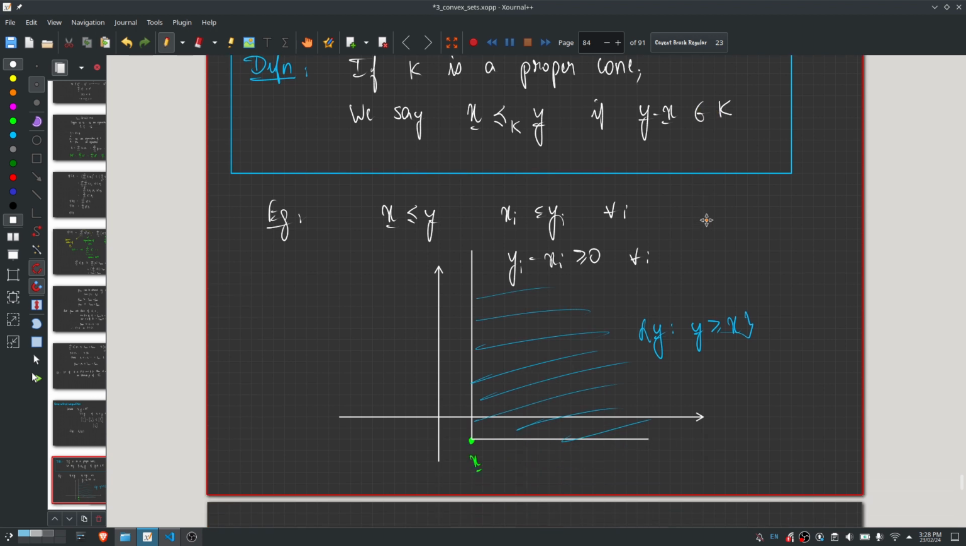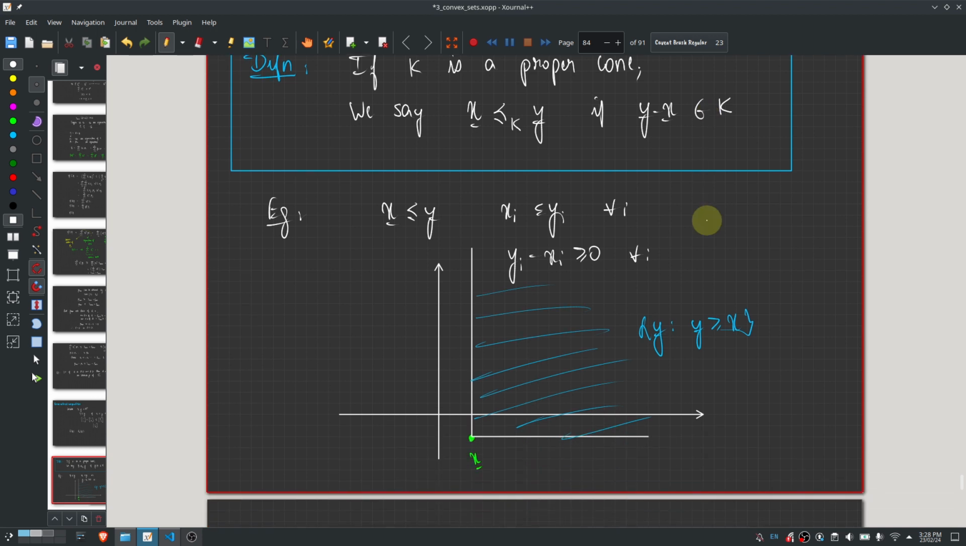Okay, and if we go back to our example of the component-wise inequality, the corresponding proper cone was just the non-negative orthant, right? So x is less than or equal to y component-wise if and only if y minus x belongs to the non-negative orthant. And that's easy to see because it means that every component of y minus x should be greater than or equal to 0.